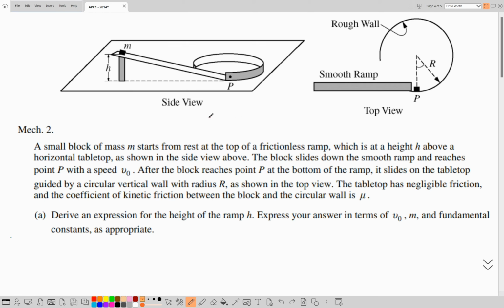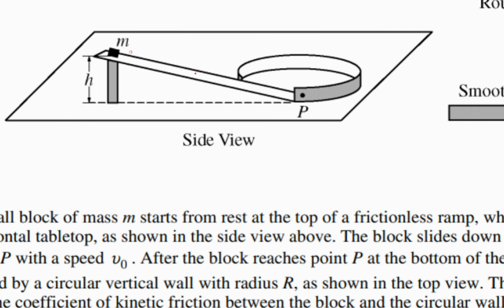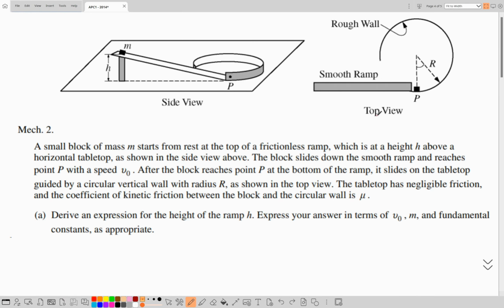As usual, the figure appears above the text. A small block of mass m starts from rest, which means the initial kinetic energy is 0, at the top of a frictionless ramp. Since it's frictionless, we can apply the conservation of energy along the ramp, starting at a height h above a horizontal tabletop as shown in the side view above.